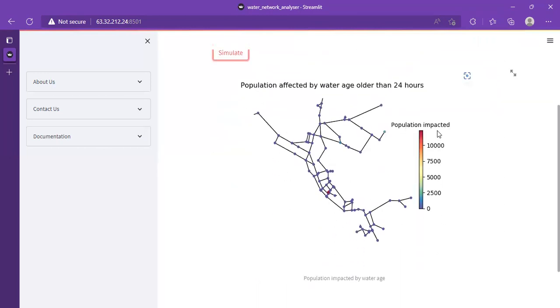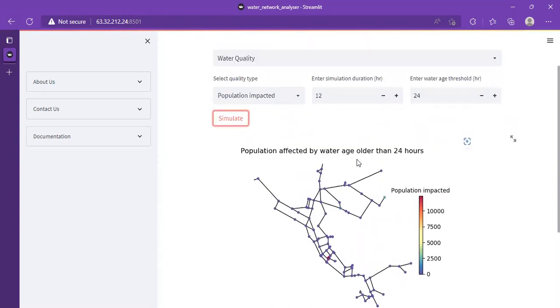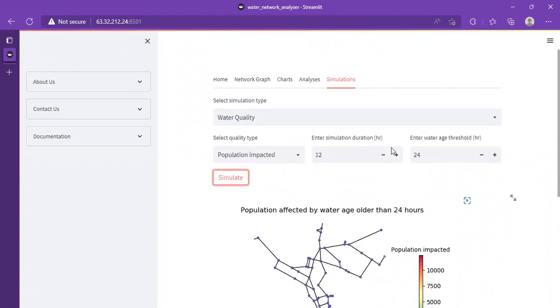So you can see majority part of the population in this case, that's the population that are impacted in this case, are not much. Majority of them are less than 2,500. In the last, that's those that will be affected with water that is less than 24 hours in this network.